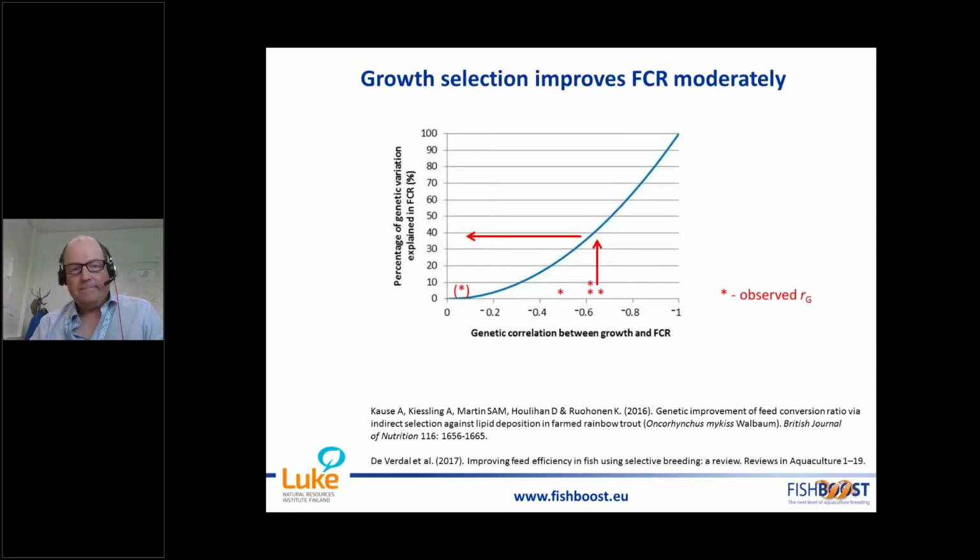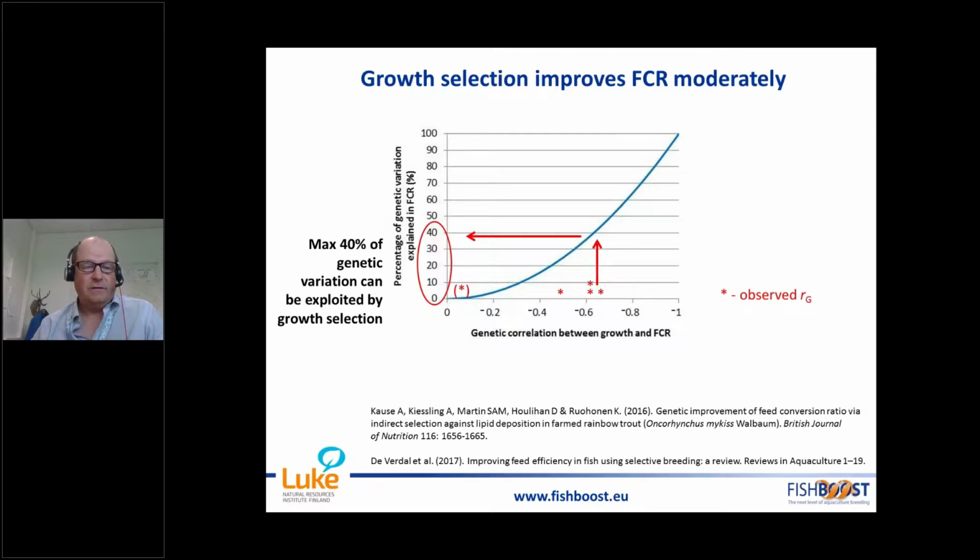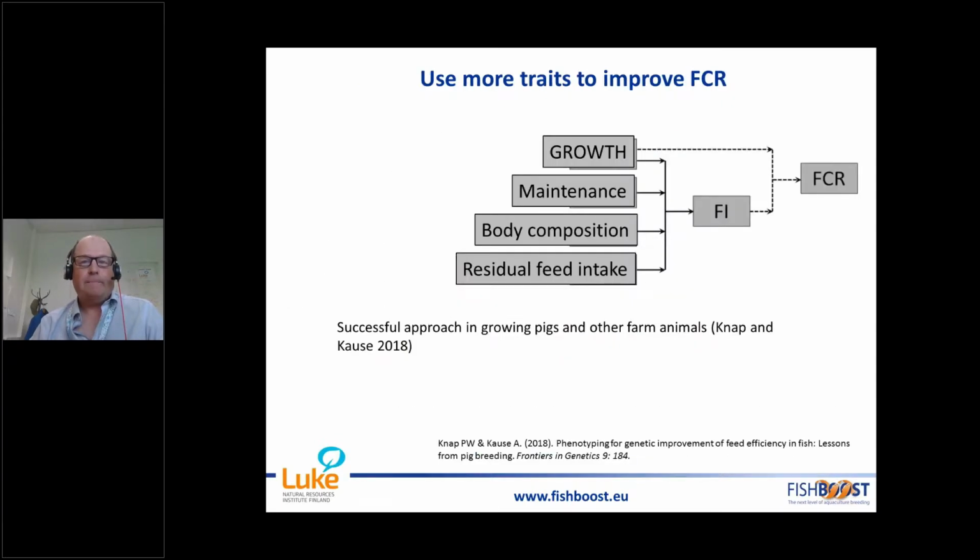And what does it mean? It means that using growth, we can explain a maximum of 40% of genetic variation in FCR. So this is the amount of variation in FCR that we can exploit through growth selection, maximum. It means that over 60% of the genetic variation in FCR remains unexplained by growth. And of course, now the question is whether we can find additional traits that explain the rest of the variation in FCR and feed intake.